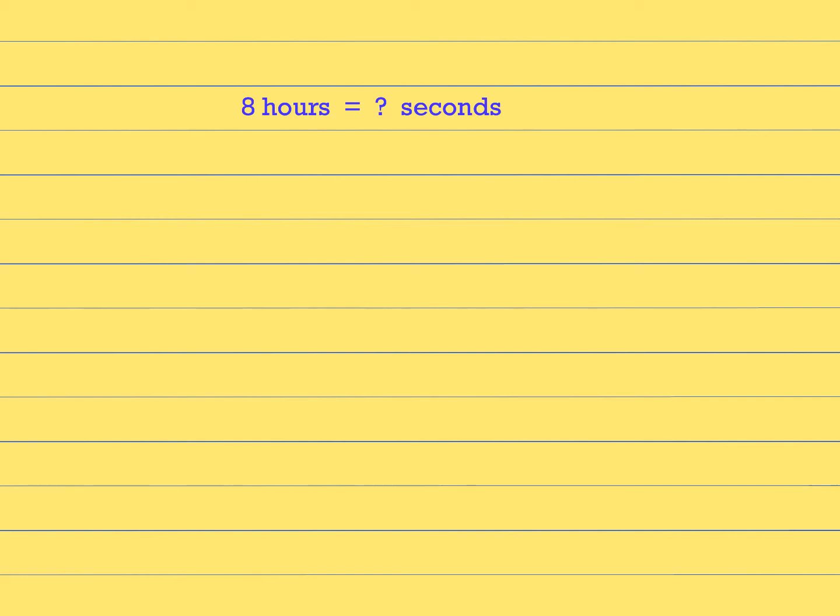Okay. Now you may run into a problem where you don't know the direct relationship. I don't know how many seconds is in an hour, so I can't directly set that up to solve it, okay? But I do know how many minutes are in an hour and how many seconds are in a minute. So I can actually set up multiple ratios and we can solve it out using multiple steps. Let me show you what that looks like.